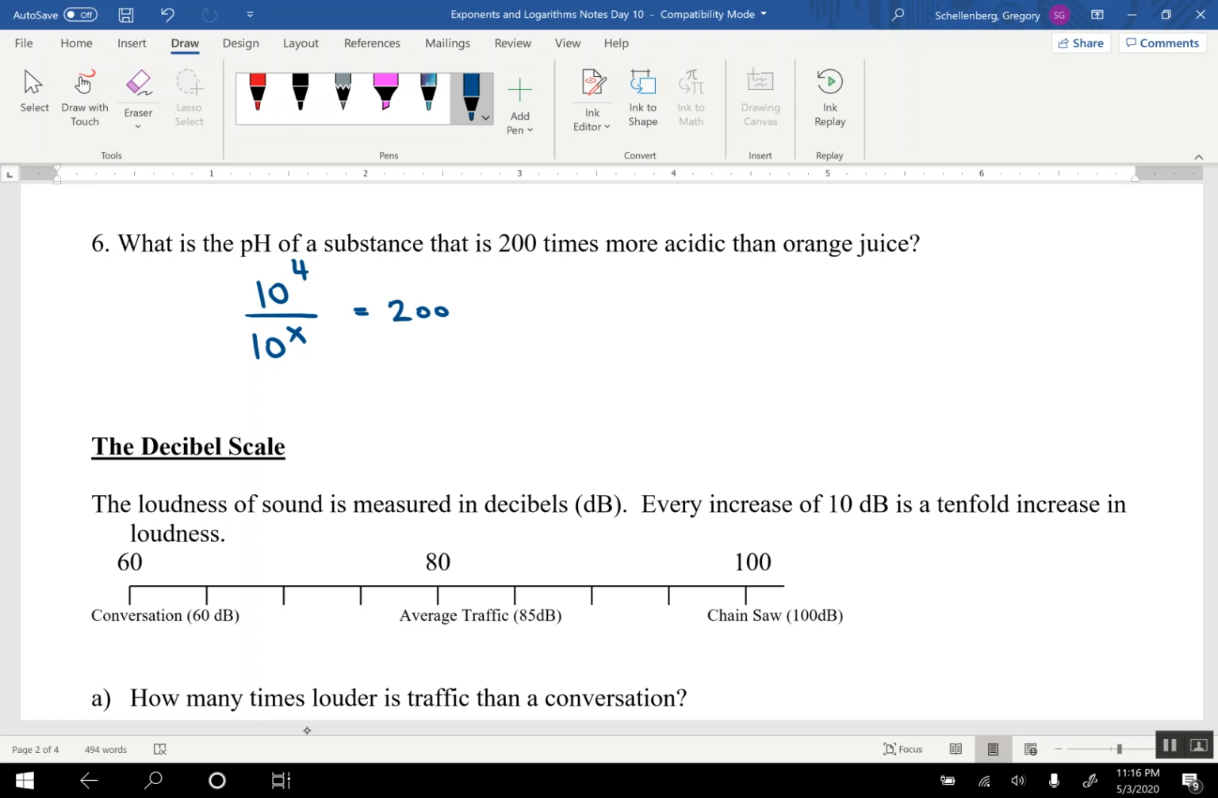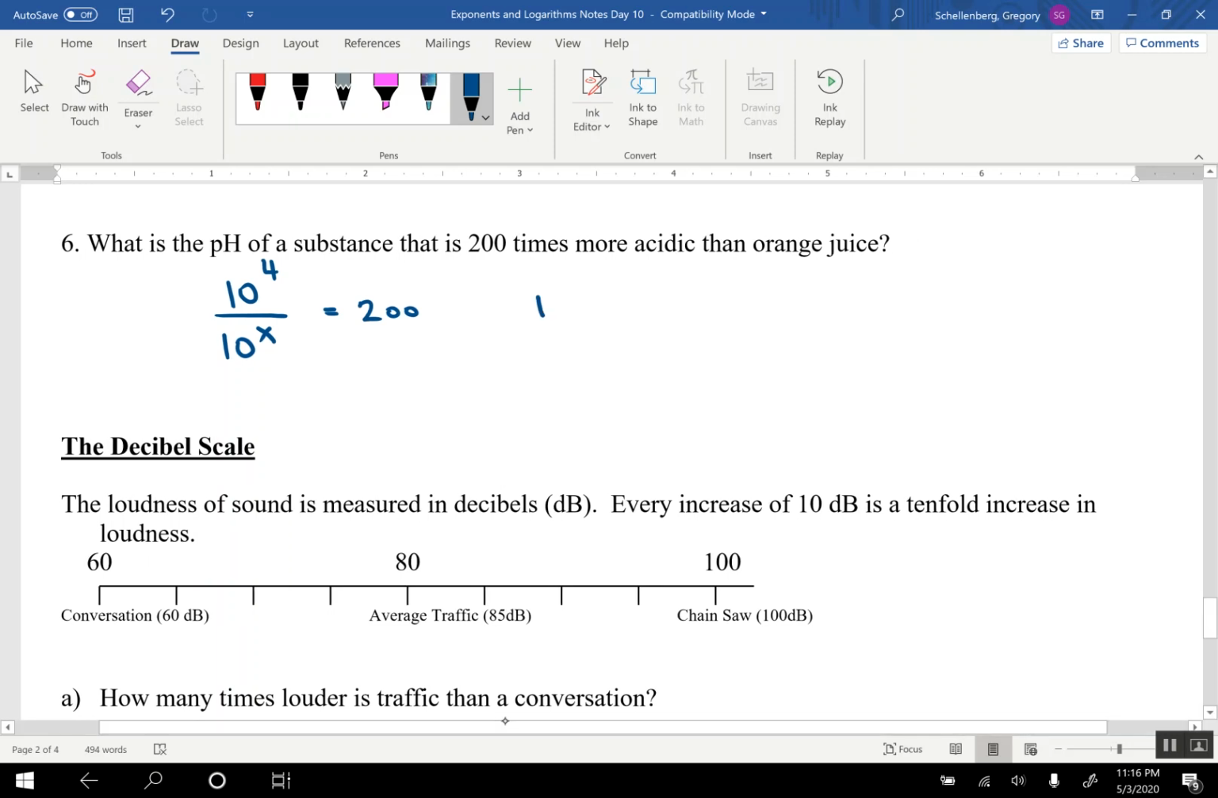Okay, and again, we'll use division law on the left-hand side. We get 10 to the power of 4 minus x is equal to 200. We can log both sides, and we'll move that exponent out in front as a coefficient. We've got 4 minus x times the log of 10 is equal to 200. Remember that the log of 10 is 1. So let's do this. We've got 4. Oops, that 200 on the right should actually be the log of 200 because we took the log of both sides.